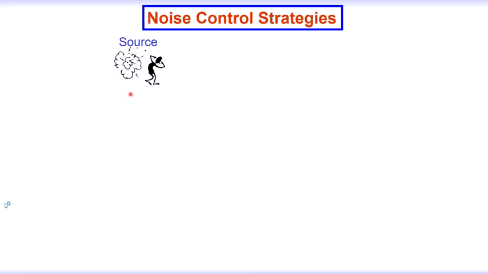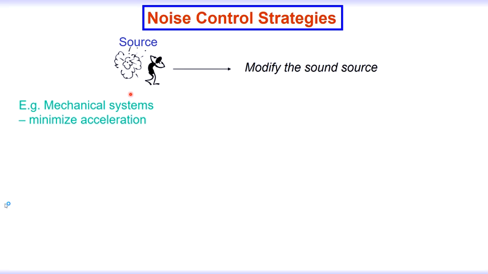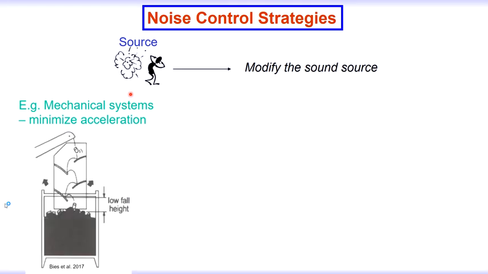Let's look at noise control strategies, and let's start with the source. We'll always start with the source. The first thing we might try to do is to modify the source. Can we modify it to reduce the sound that it's generating? For example, if we have a mechanical system, we may be able to do things like minimize the acceleration.